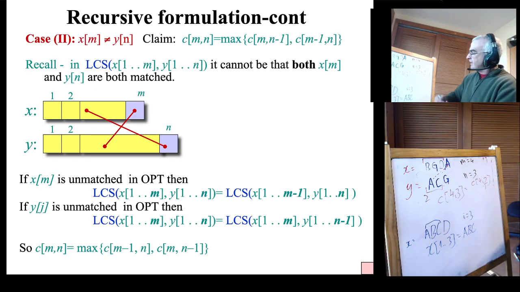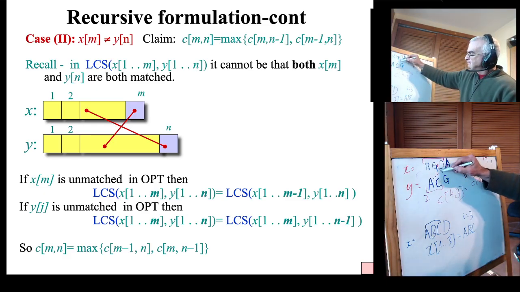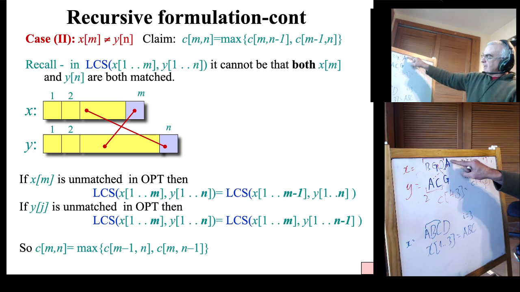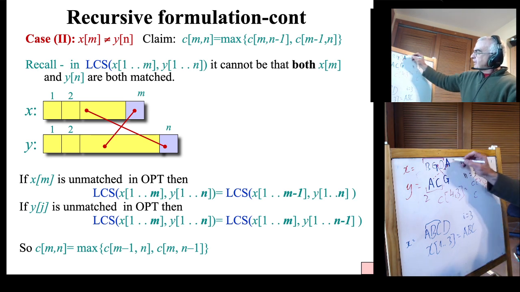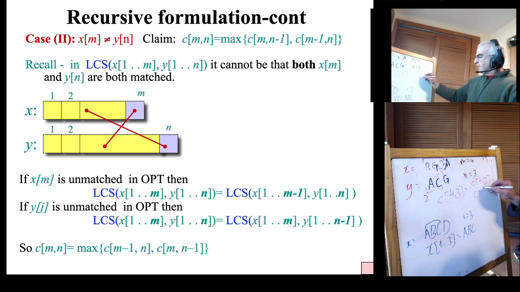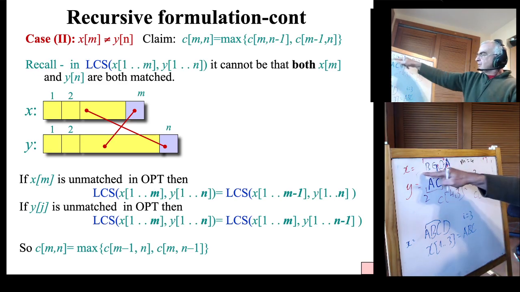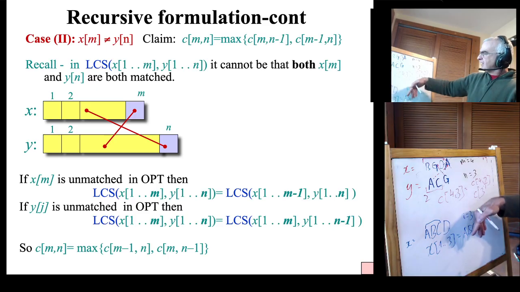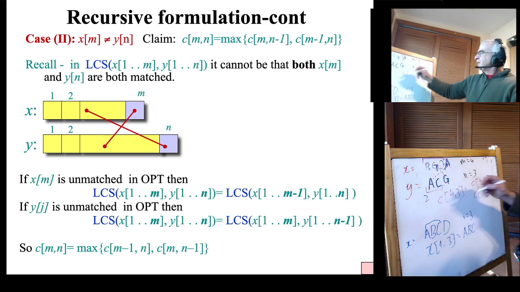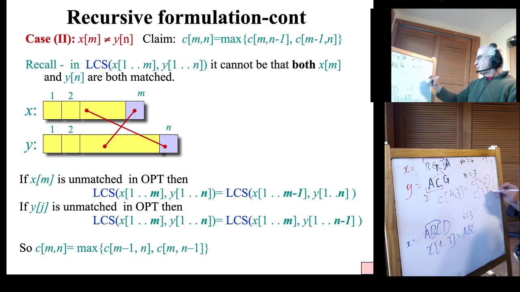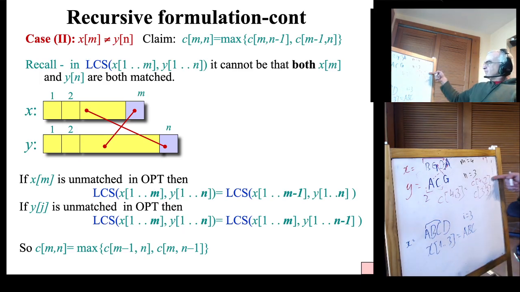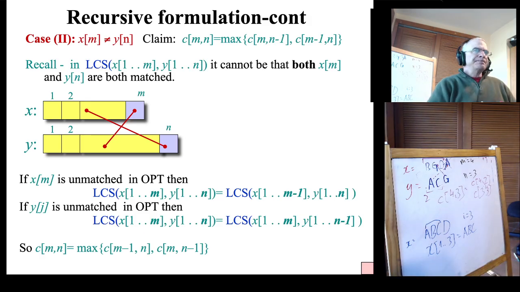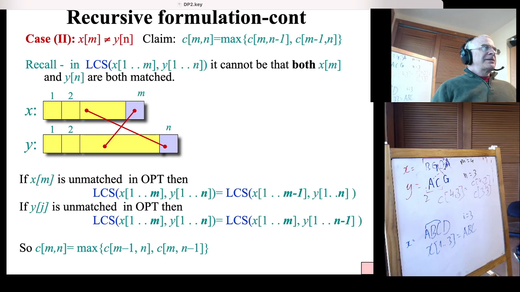Nevertheless, I can match this G to this G, but then A is unmatched, so I might as well ignore this A completely and look at the first 3 characters of X, right? Because A is unmatched, and stick to the 3 characters, the whole of Y. Which one of these 2 values should I take? The one that gives me better value, the one that I have more segments to match.